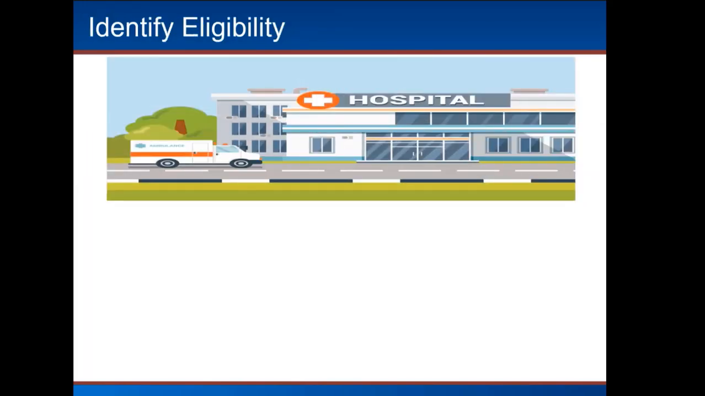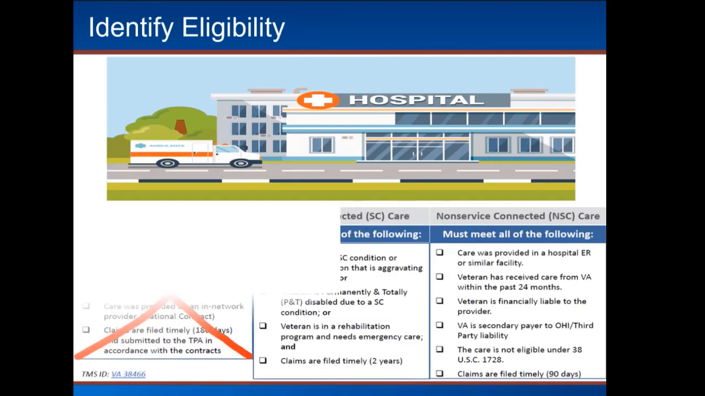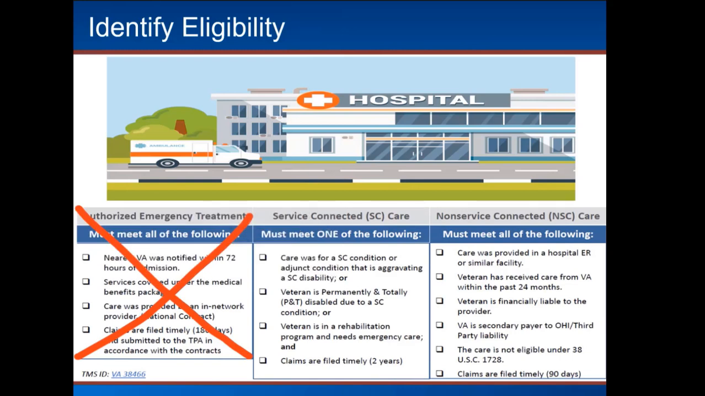In order for the ambulance claim to be processed under 1728 or 1725, the transport must be to a non-VA facility and administrative eligibility must be met. As you can see, the tri-chart listed here shows authorized emergency treatment, service-connected care, and non-service-connected care.